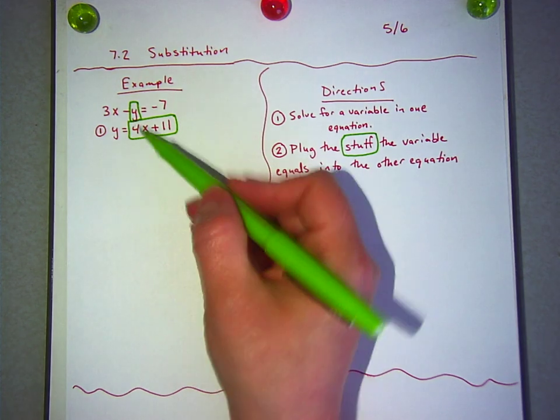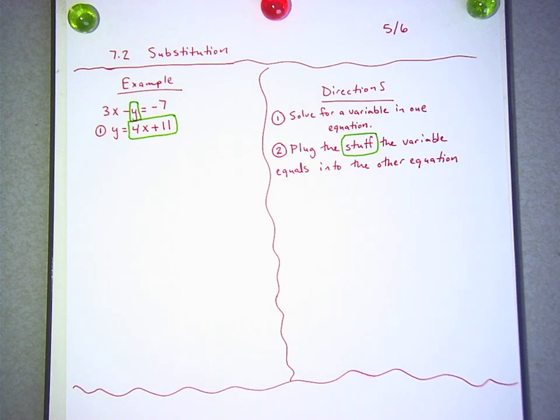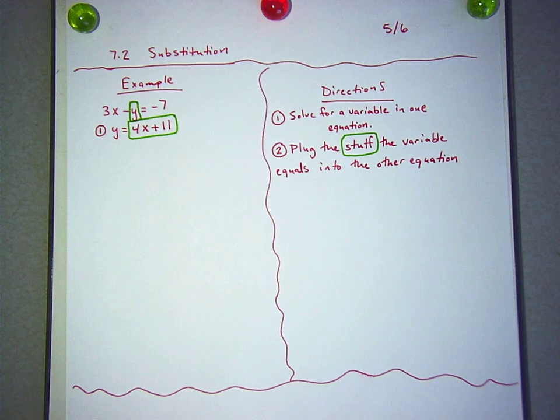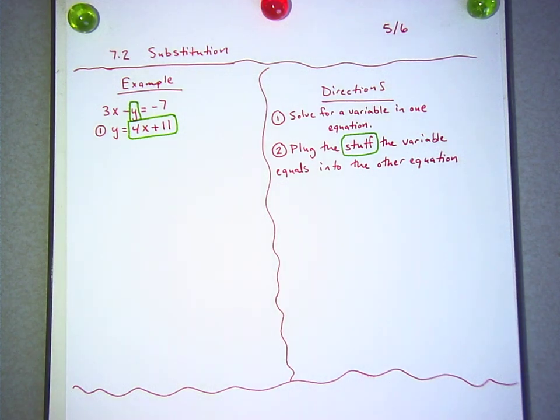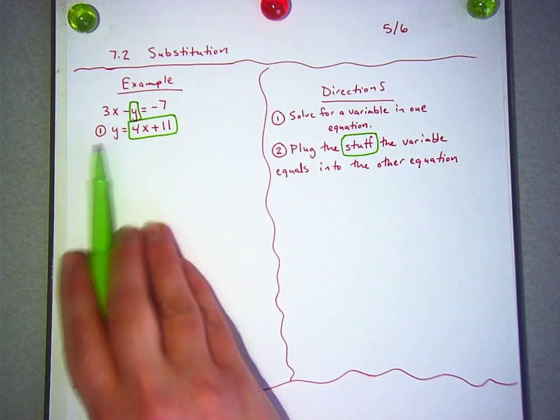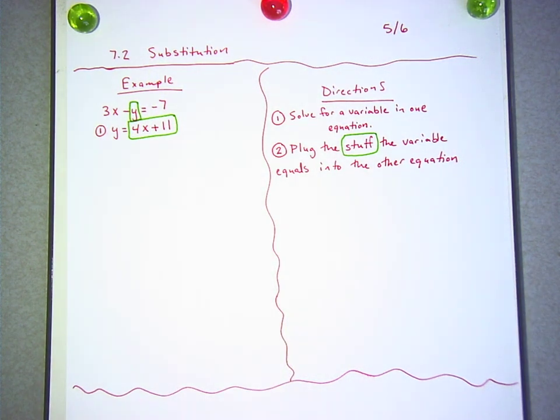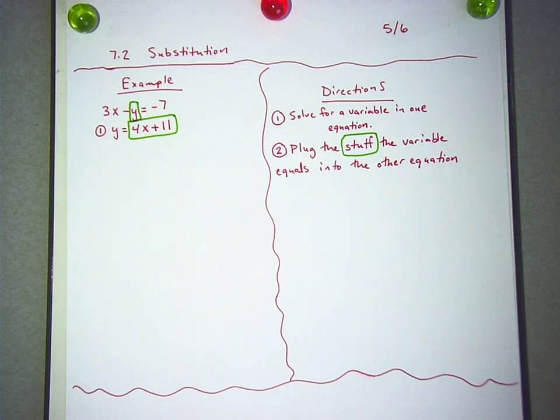Why do you think I chose to put this stuff in for y and not this stuff in for x? Because x is in there, that's true, but yeah? Because it equals y. It says y equals, right? So that's why this is called substitution. I'm substituting that stuff into the place of y.